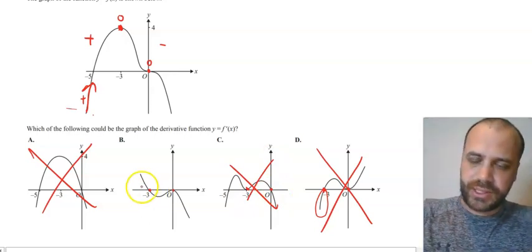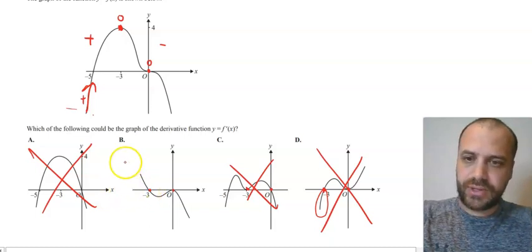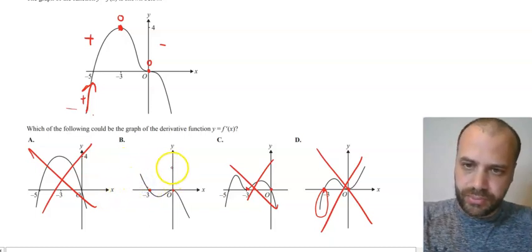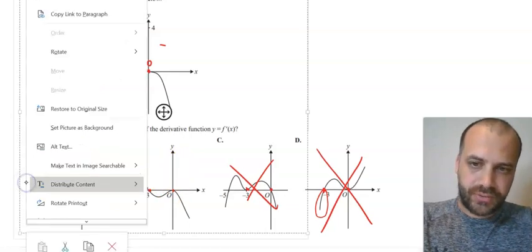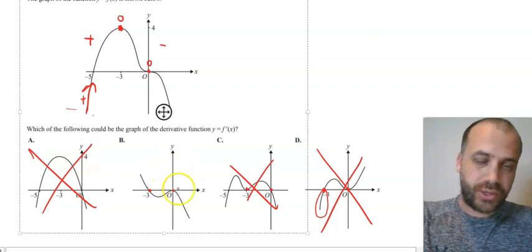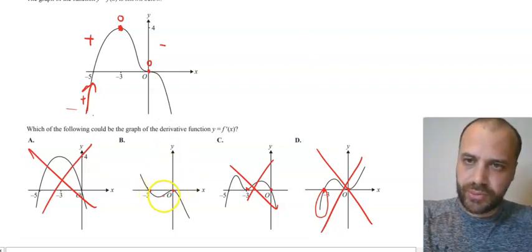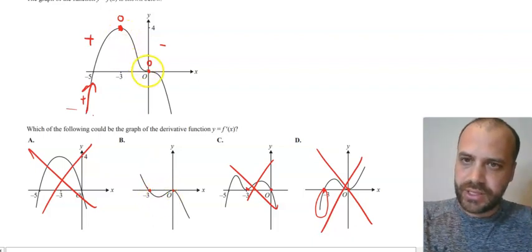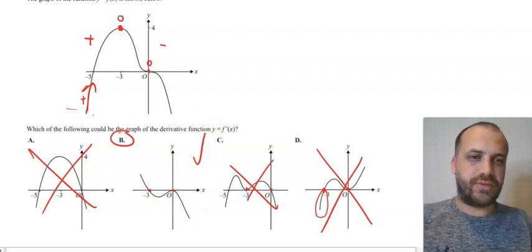What about this one? Let's take a look. From -3 and all the way to the left, it's always a positive y, right? We're not talking about the gradient of this curve. We're talking about the y coordinates of this curve. From here to here, we're below the curve. We're negative. From -3 to 0, we are negative. And then from 0 onwards, we're also negative. So B is our answer for this one.